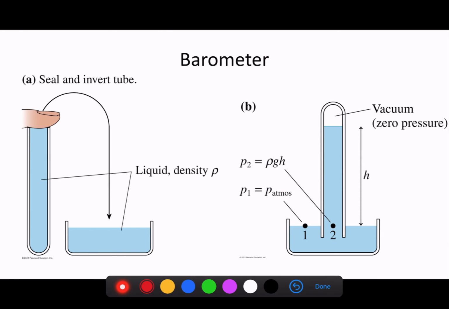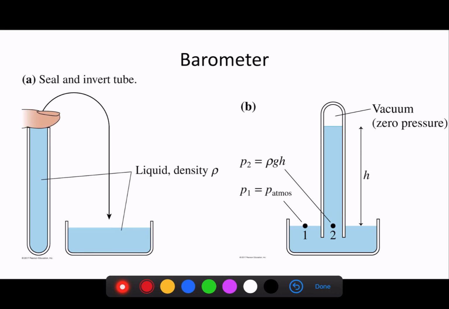Our next device is going to be a barometer. Barometers are used to measure atmospheric pressure and are very important for weather predictions, like whether or not a high pressure system or a low pressure system is coming. Low pressure systems and high pressure systems are what determine our local weather around here. So let's use our rules for pressure to see how a barometer works. You can make a simple barometer by taking a tube, filling it with a liquid, sealing it, and then inverting it into a dish. And by doing that, you'll create a vacuum at the top of that tube once it's inverted.